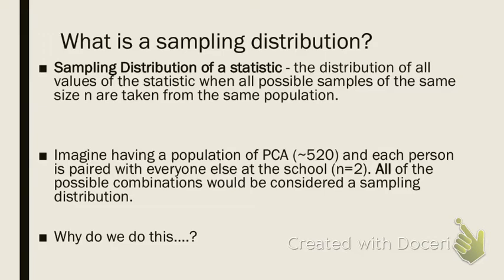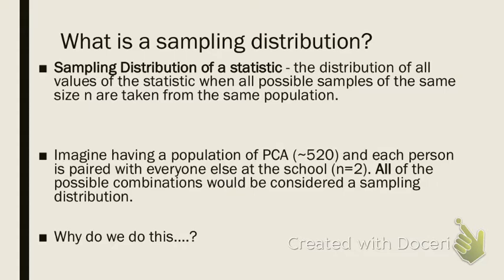When I say the word sampling distribution of a statistic, a sampling distribution is formally the distribution of all values of the statistic when all possible samples of the same size are taken from the same population. Imagine all PCA is my population, about 520 people at the school. If I were to pair every single person, so you yourself are paired with everyone at the school, that would be an example of the sampling distribution. So pairs of 2, every single person gets paired with everyone.